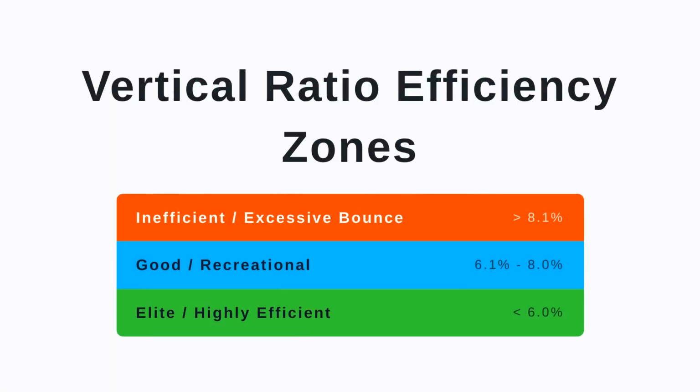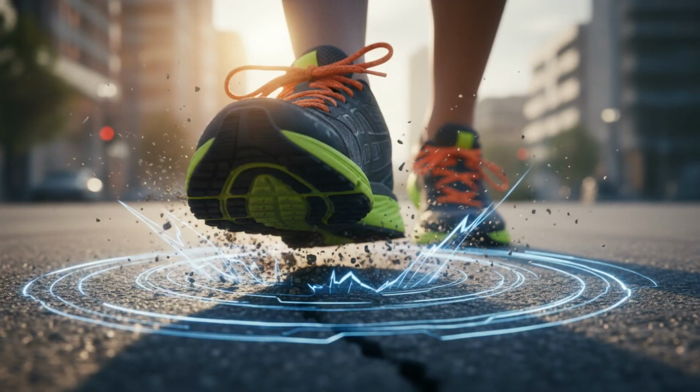Elite marathoners typically maintain a vertical oscillation between 6 and 8 centimeters. However, because their stride is so long, their vertical ratio stays exceptionally low, usually under 6%. If your ratio climbs above 8 or 9%, you enter pogo stick territory. You are spending energy fighting gravity rather than propelling yourself horizontally, which significantly increases impact forces on landing.